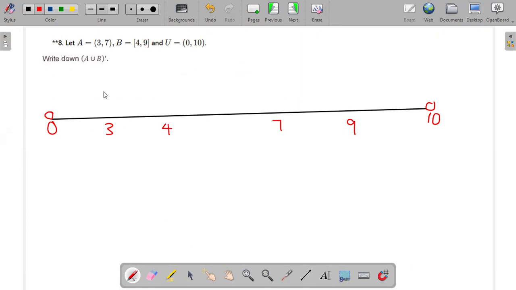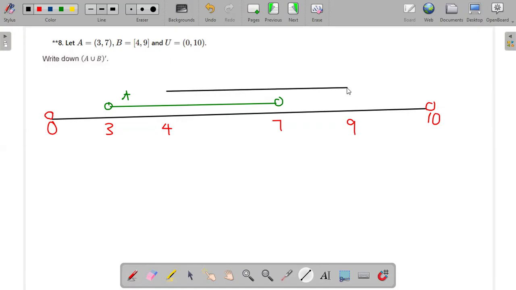So let's plot them. If I plot A, it's from 3 to 7, and the 3 and the 7 are not included. So I'll go from there all the way up to the 7, and I'll put an open circle there, since the 3 is not included even there. So this is my set A. And then let's plot set B. B is from 4 all the way to 9, and the 9 and the 4 are included. So I'm going to draw a shaded circle here, even there, a shaded circle. So this here will be my B.